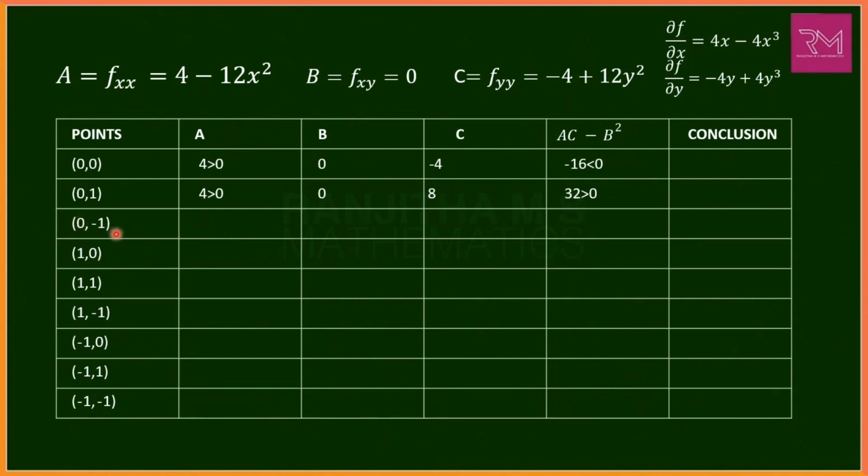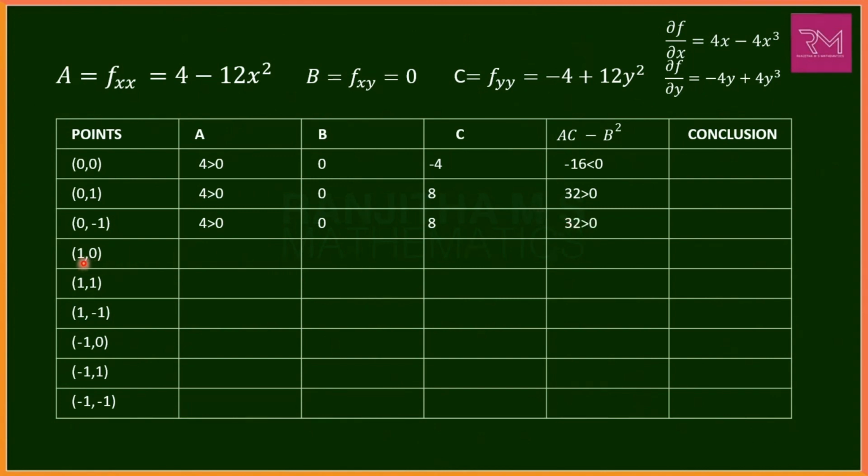Here x is 0, y is minus 1. Hence we get A value as 4, which is greater than 0. Here B is 0 itself. And for the C value, we have to put y value as minus 1. Hence we get minus 4 plus 12 into minus 1 whole square, which is again plus 1, so minus 4 plus 12 is 8, that is the value of C. Here AC minus B square is 4 into 8, which is 32, greater than 0.